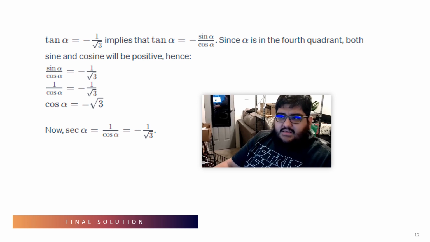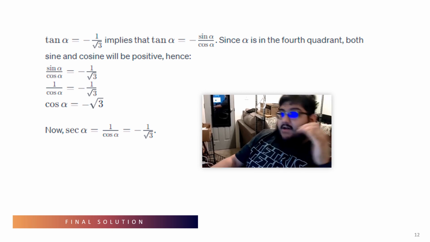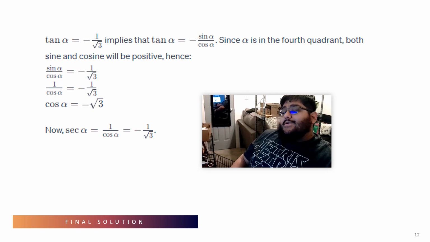Looking at the final solution, we see that tan alpha is equal to negative 1 over square root of 3, and it implies that tan alpha is equal to negative sine alpha over cosine alpha. Since alpha is in the fourth quadrant, sine is negative and cosine is positive. Hence, sine alpha over cosine alpha is equal to 1 over square root of 3, and cosine alpha is equal to square root of 3 over 2.